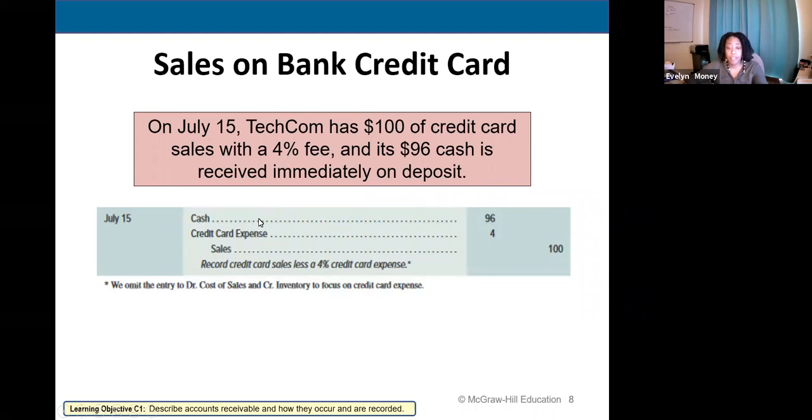So in this case, we debit cash for the amount of cash received. We debit credit card expense for that 4% fee. And we still credit sales for the full amount, but we need to take into account that we don't get all of the cash.